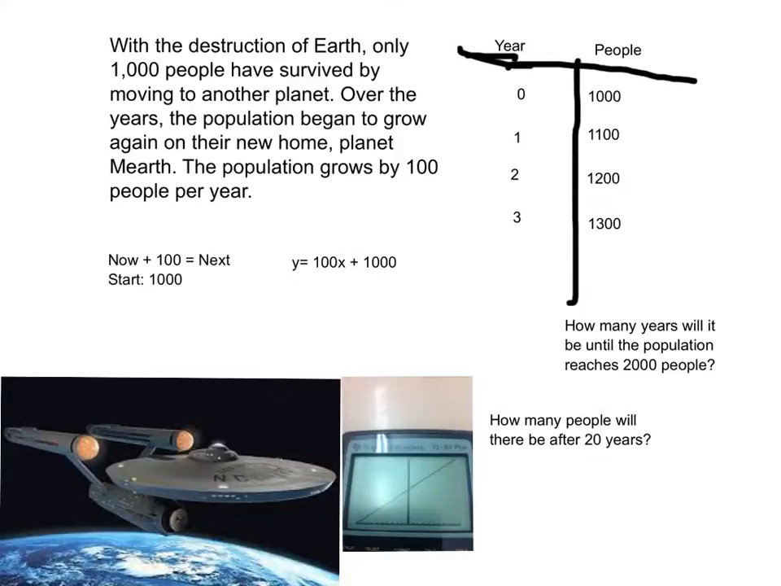Okay, for our next problem, it asks how many people will there be after 20 years. So what we do here is we would replace x with 20, because x represents the amount of years, and we would multiply 100 times 20, we get 1,000. I'm sorry, I meant 2,000. Then you would take the 2,000, add it to this 1,000, and you get 3,000. Therefore, in 20 years, the population will be at 3,000 people.